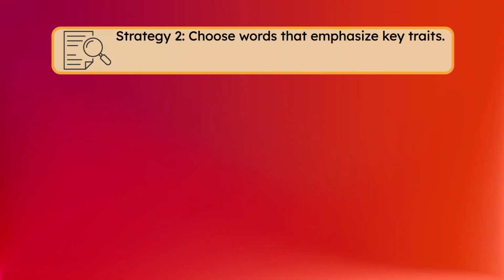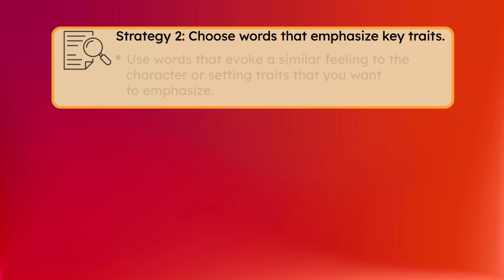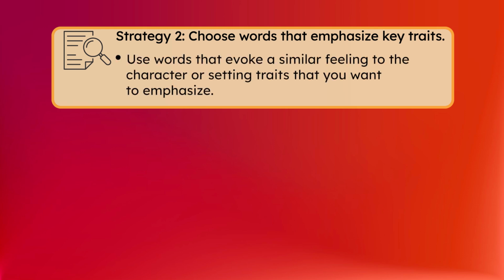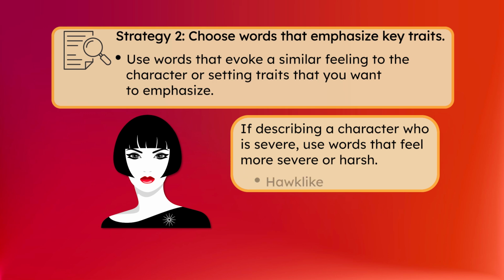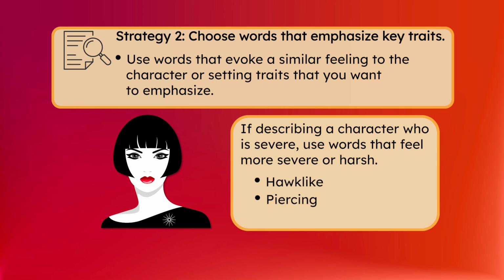Our next strategy is to choose words that emphasize key traits. This means that we use words with connotations that evoke a feeling or image similar to the traits of the character or setting that we want to emphasize. For example, if you're describing a character who is severe or authoritarian, you can use words that feel more severe or harsh to emphasize that character trait. You may describe them as hawk-like, piercing, or exacting. All words that make the reader not only understand that they're severe, but actually feel it.